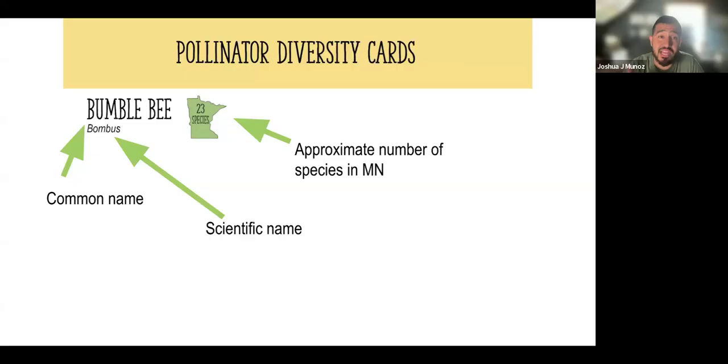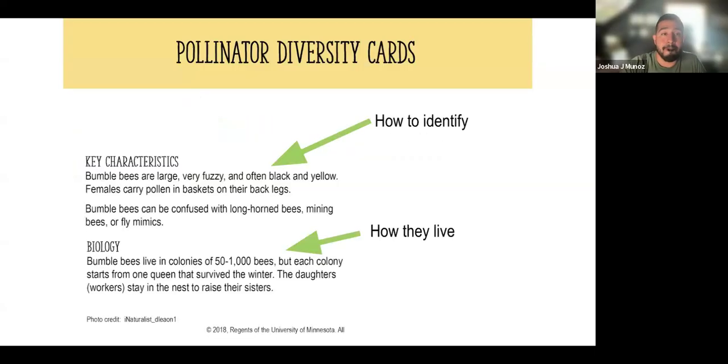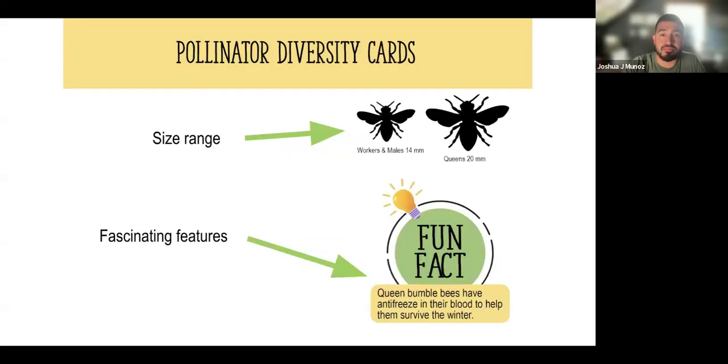I think you could find in your state how many species of bumblebees there are. An activity I love to do is create a Google Slides with everyone on it, and everyone creates a slide of a specific species or insect that they like. We're all creating content together, and we share that with the school and with other classes. Fun fact: queen bumblebees have antifreeze in their blood to help them survive the winter.